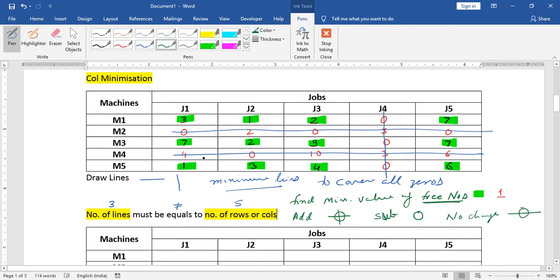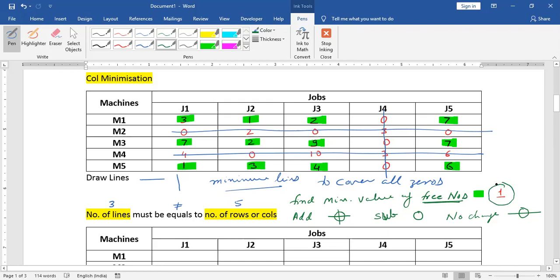Because the number of lines is not equal to the number of rows or columns, we have to do something to make it equal. So what should we do? We will find the minimum value from the free numbers. First of all, you have to identify the free numbers. Free numbers are those numbers which are not covered by a line. So 3, 1, 2, 7, 7, 2, 9, 7, 1, 3, 4, 6. These are free numbers, right? And in the free numbers, the minimum value is 1. So I write it over here.